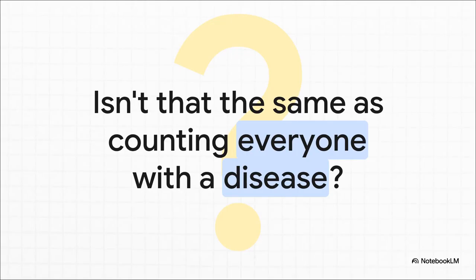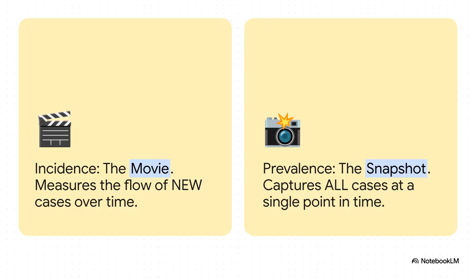Now you might be thinking, okay, that makes sense, but isn't it just easier to count everyone who's currently sick? And that is a fantastic question, because it gets at the most common mix-up, and honestly, the most important distinction in this whole field. The answer is a hard no. They tell two completely different stories, and this is the best way to remember it. Incidence is the movie. It shows you the flow, the action, the speed of new cases popping up over time. The other number, which is called prevalence, is just a snapshot, a single photo. It tells you how many people, new and old cases combined, have the disease at one specific moment.